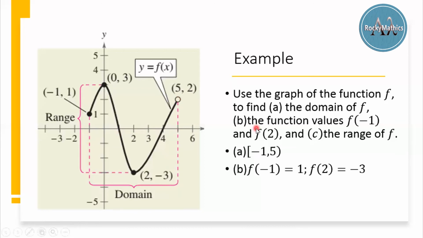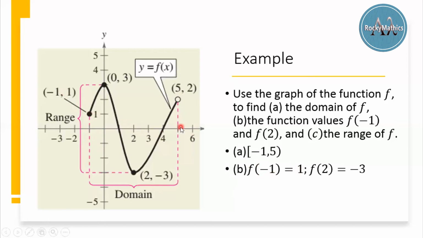Next is, what is f of negative 1? Look at the graph. When you say f of negative 1, it is the value of the function at x is equal to negative 1. It's the y value if x is negative 1. So look at the graph. If x is negative 1, what's the y value? The y value is 1. That's why f of negative 1 is equal to 1.